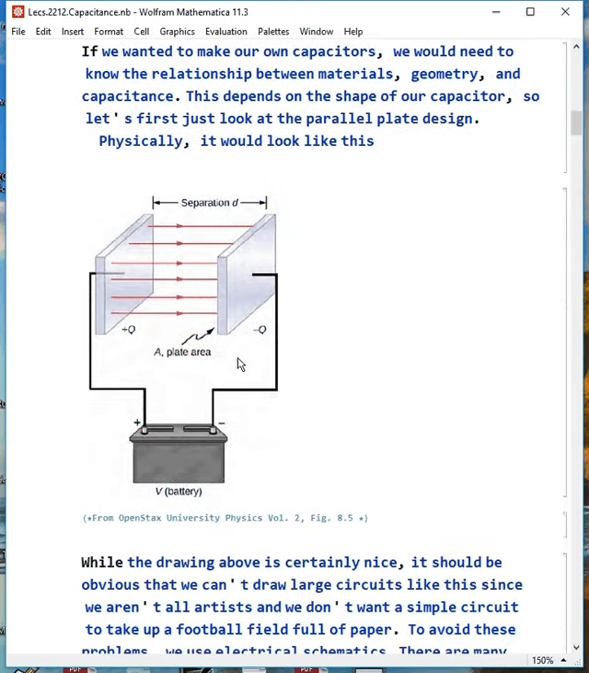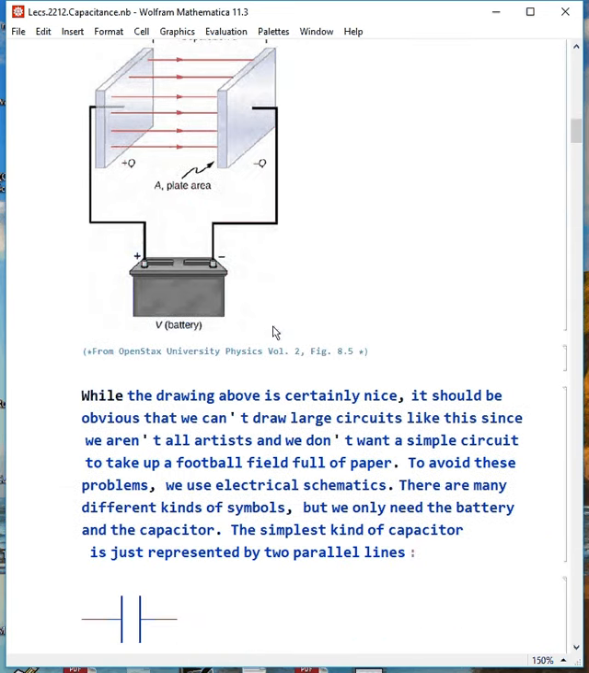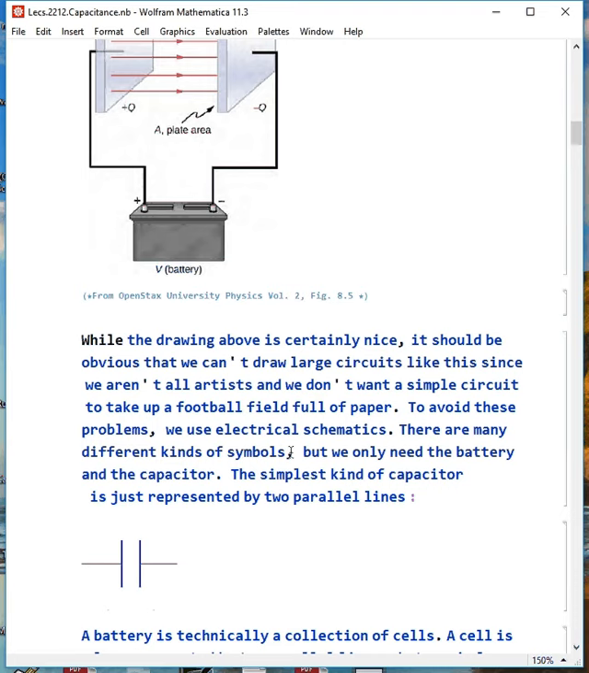Now, this is a nice drawing, but we can't do this every time we want to draw an electric circuit, or it'll take a football field worth of paper and all day to draw it if we hire a professional artist. So we have much simpler symbols in electrical schematics. The capacitor is just this pair of parallel lines.